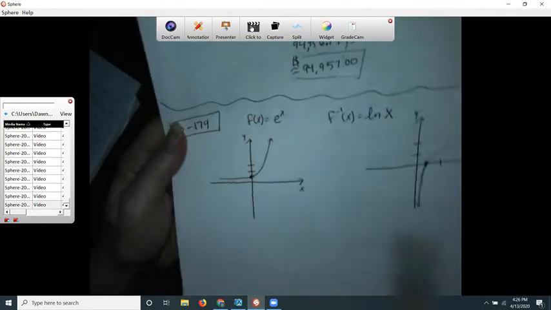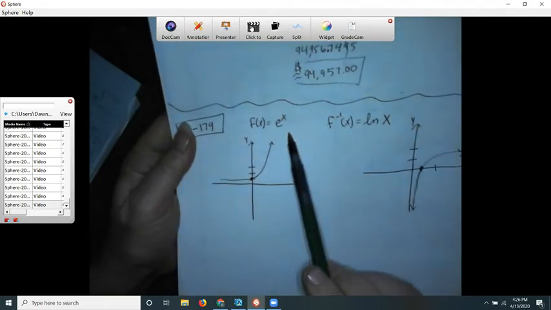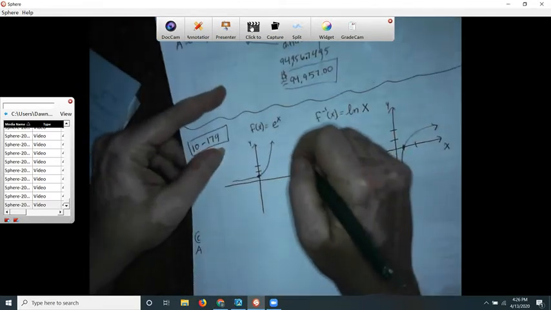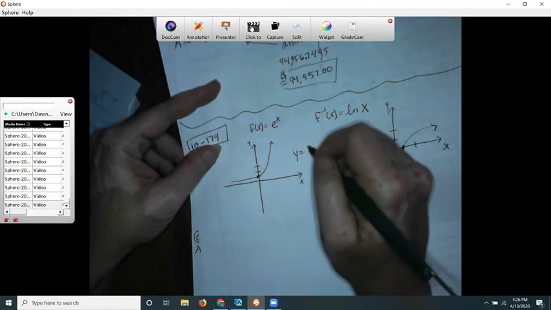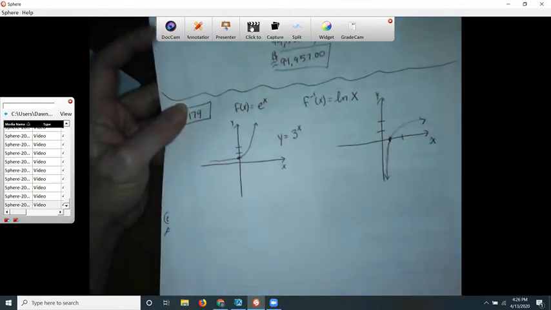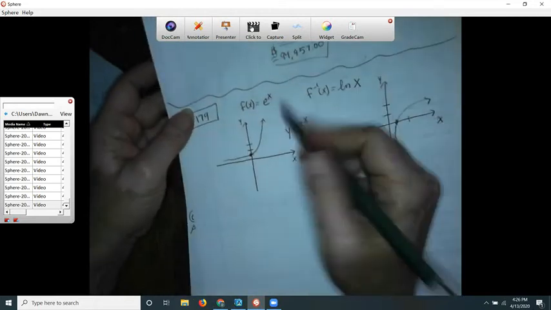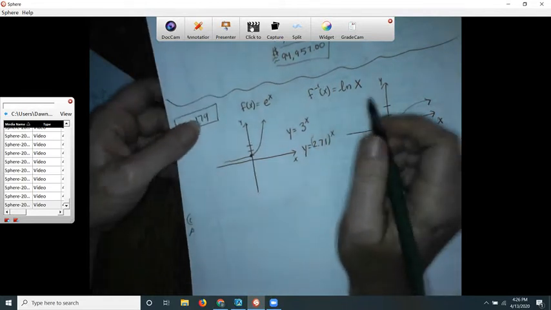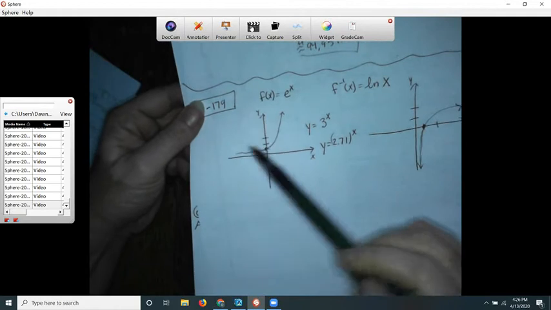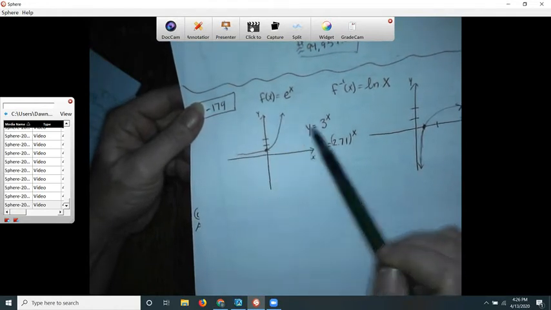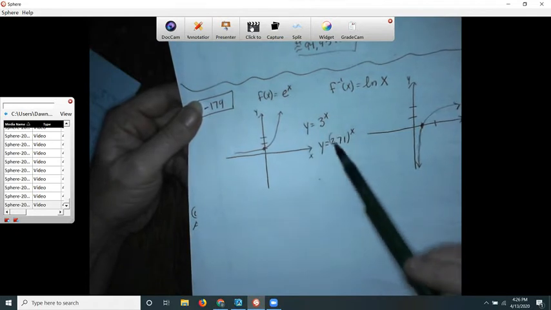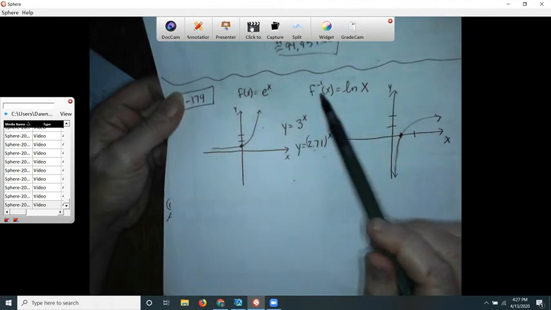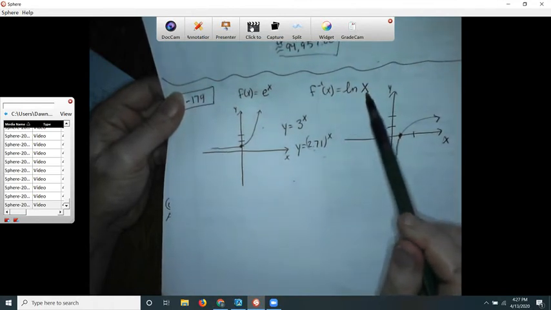So e to the x is kind of just like this. It's like an exponential, right? But it's not 3, it's 2.71-ish. So you shouldn't be very surprised that it looks exactly like an exponential, like y equals a times b to the x or whatever. It's just an exponential. And then its inverse is actually ln, natural log of x.